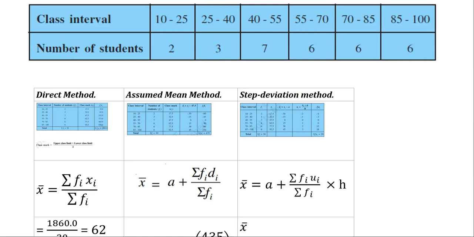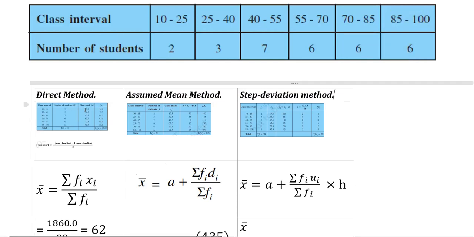Now for this, as you can see, I've taken a table which involves a class interval and the frequency, which is the number of students. The class intervals are 10 to 25, 25 to 40, 40 to 55 and 55 to 70, and so on. And the frequency, or the number of students, is given here. So let's start with the first method, that is the direct method of calculating the mean.